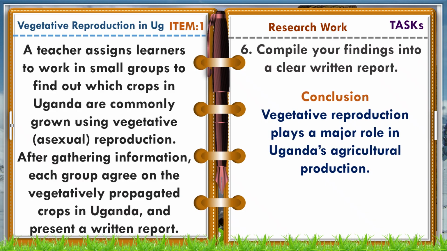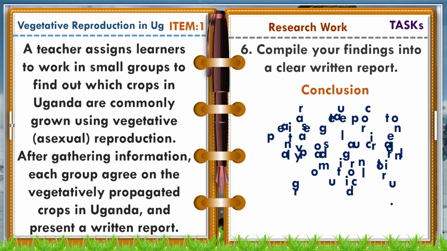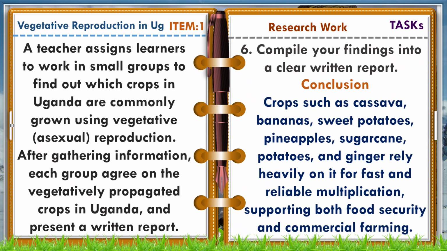Conclusion: vegetative reproduction plays a major role in Uganda's agricultural production. Crops such as cassava, banana, sweet potato, pineapples, sugarcane, potatoes, and ginger rely heavily on it for fast and reliable multiplication, thus supporting both food security and commercial farming.